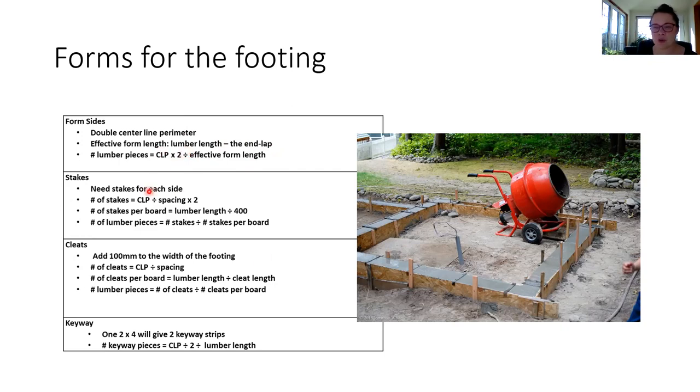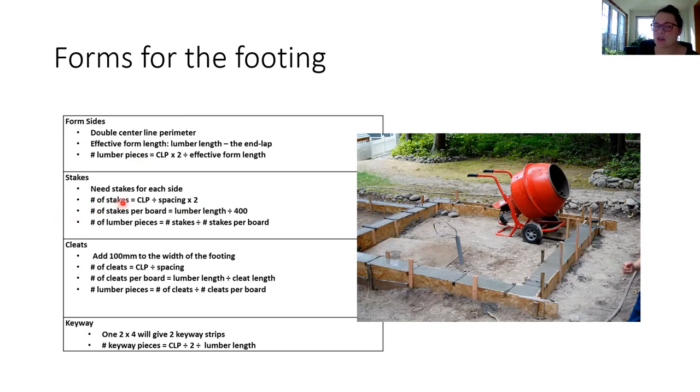What else do we need for a form footing? Or a form footing or footing form? You need stakes, okay? So based on your book, they use 400 millimeters for the standard stake length. So we're going to stick with 400 millimeters. I assume there's a reason why that's what's recommended. So you need stakes on each side. So the total length that needs stakes is going to be double the center line perimeter. You're going to be told how far apart to space them. It's usually 1200 millimeters or 1.2 meters, but we'll look at that when we get there.